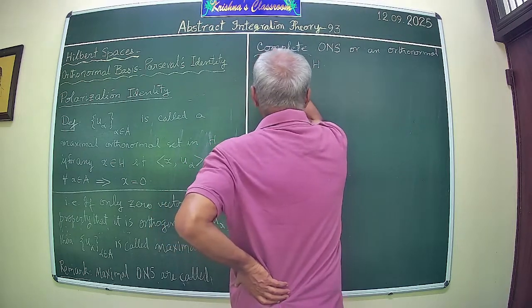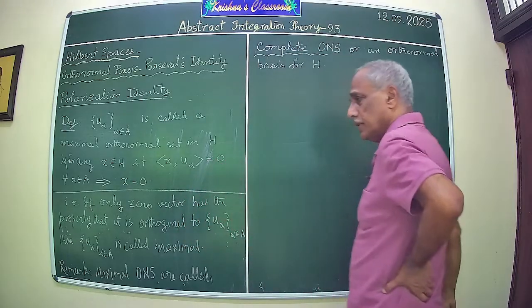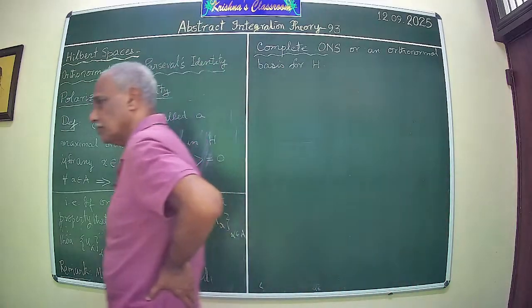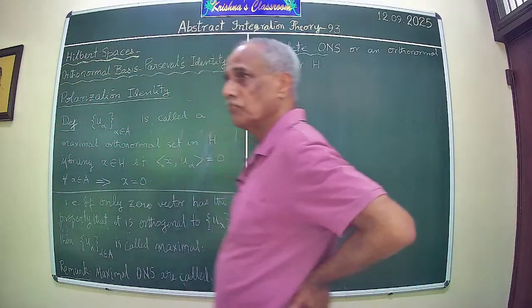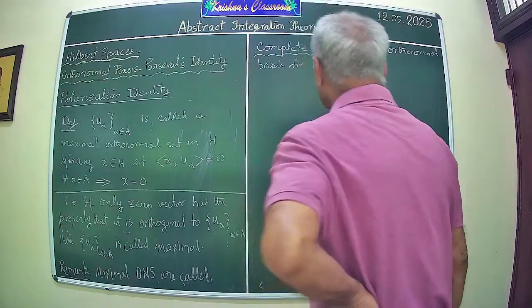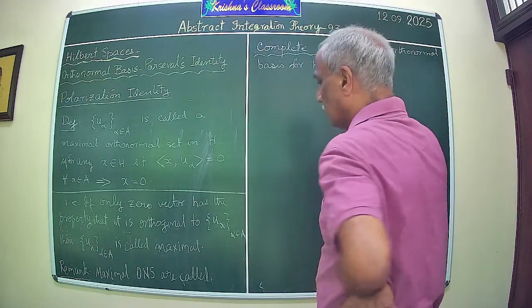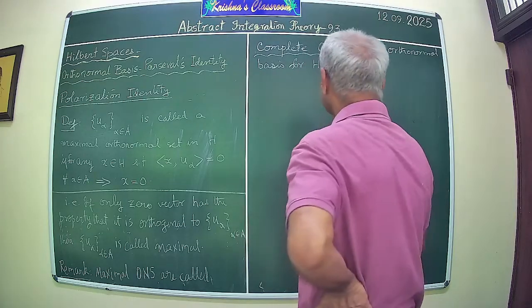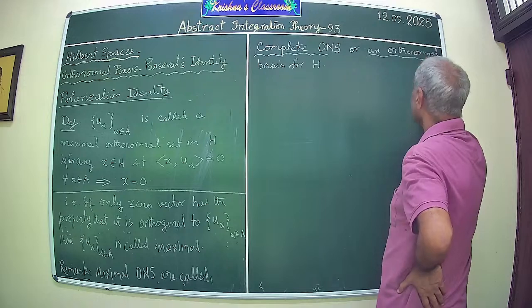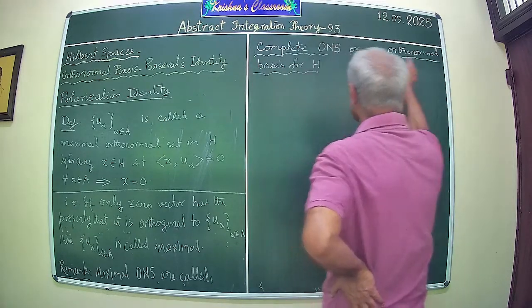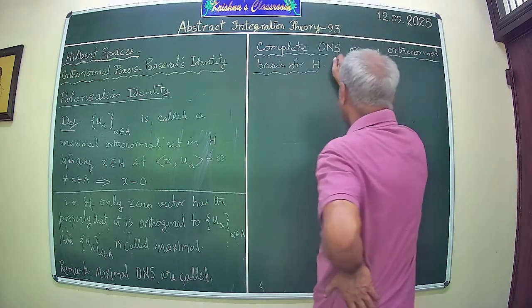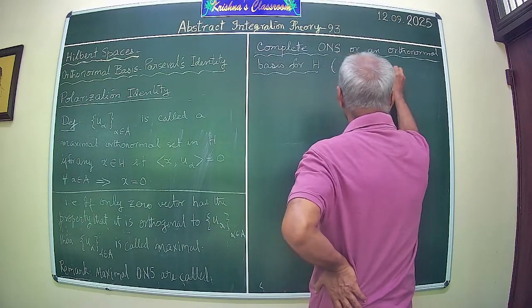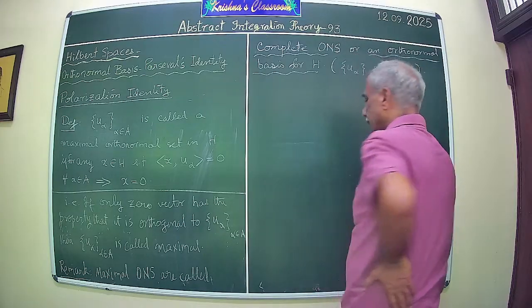In fact you can describe every vector in H as the limit of a sequence of vectors obtained as a finite linear combination of vectors in U alpha. Okay. So this is the meaning of saying that it's an orthonormal basis. Or in short you say that U alpha spans H.